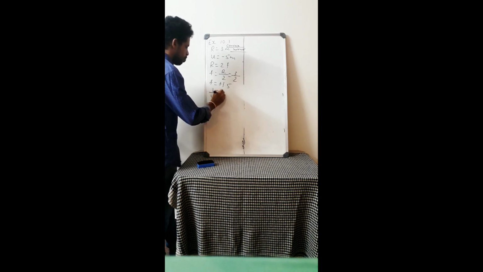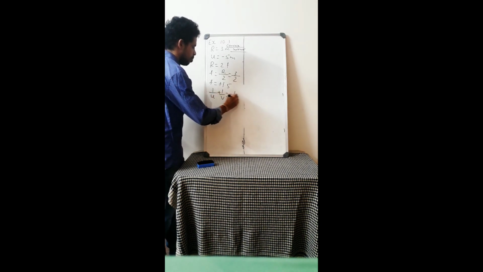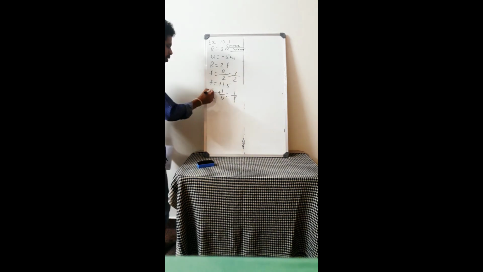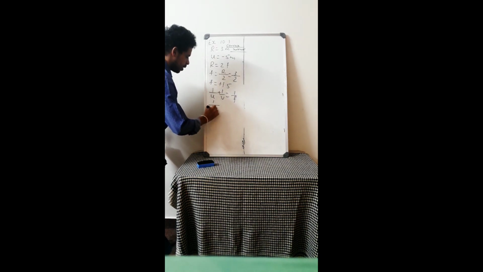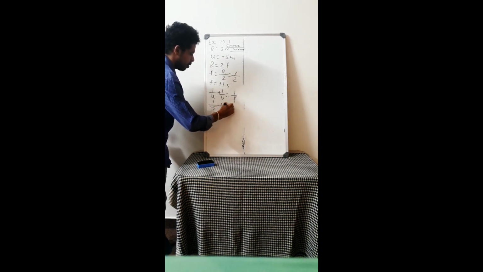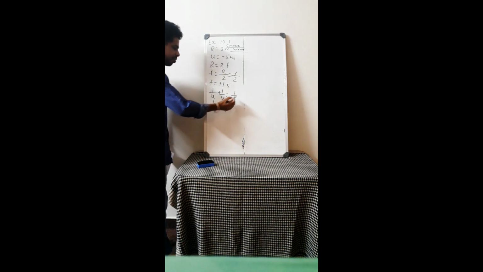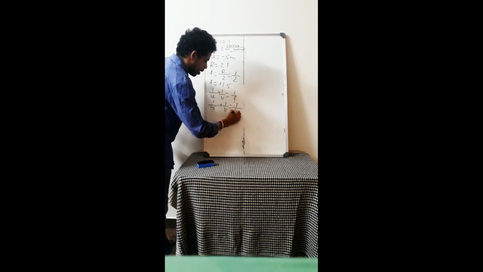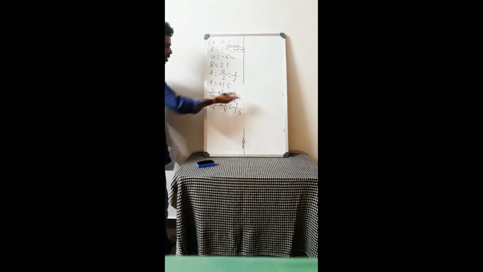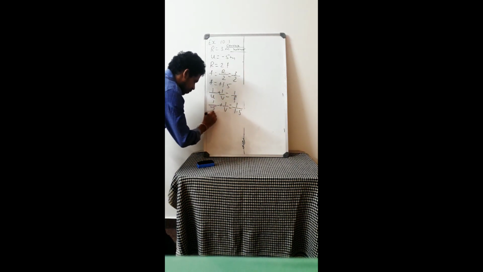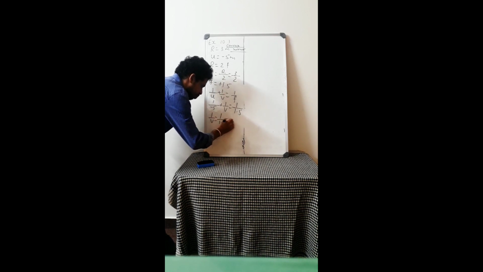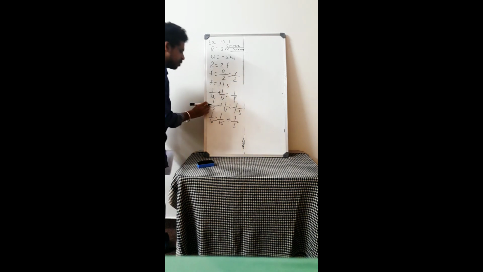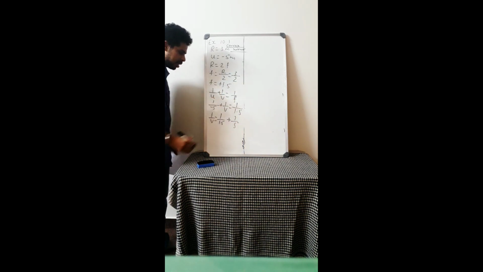So 1 by u plus 1 by v is equal to 1 by f. So 1 by u is minus 1 by 5, plus 1 by v, we don't know, we have to find the value of v, is equal to 1 by f, that is plus 1 by 1.5. Now send minus 1 by 5 to that side. So 1 by v is equal to 1 by 1.5 plus 1 by 5. Here when it is minus, if I send it to that side, it will become plus.